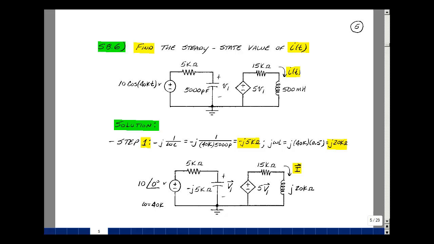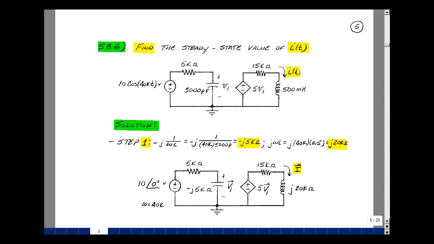This lesson deals with supplemental problem 8.6. You can find this problem in the ECE202 ebook in the Chapter 8 Supplemental Problems on page 5. Given this circuit with a controlled source, can you solve for the current I of t in steady state? Just like resistors, controlled sources also map from the time domain to the frequency domain.